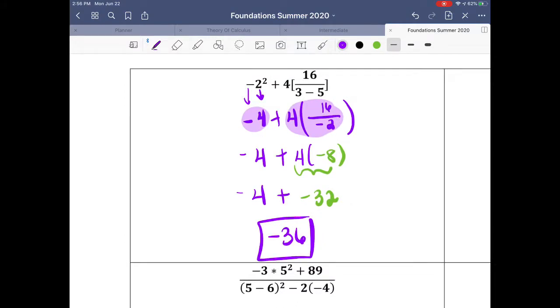So if you are a fan of PEMDAS, you could have done parentheses first, exponents, multiplication, add, and you still get negative 36. So it's the same thing.